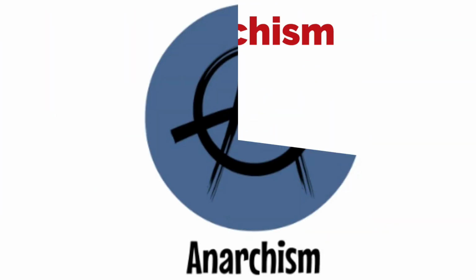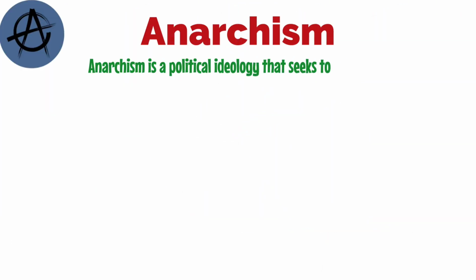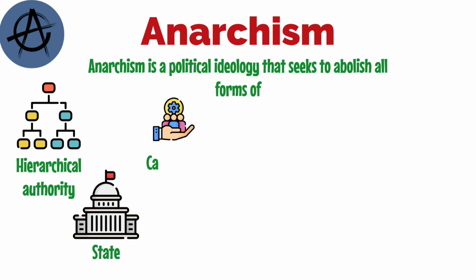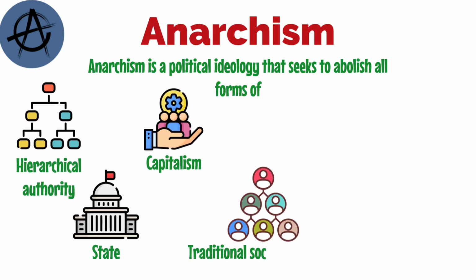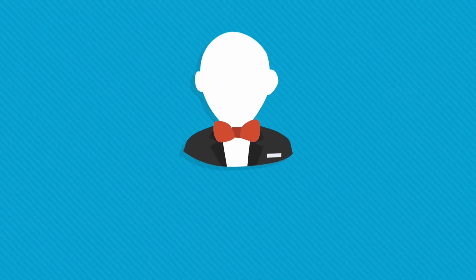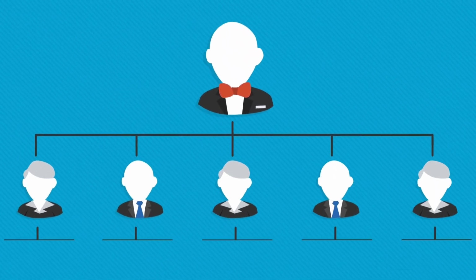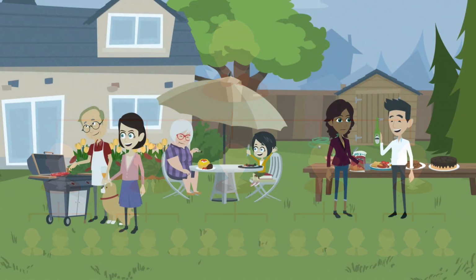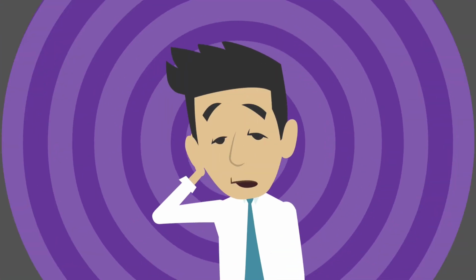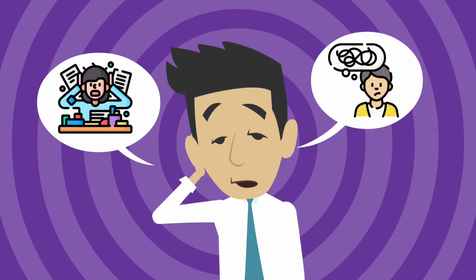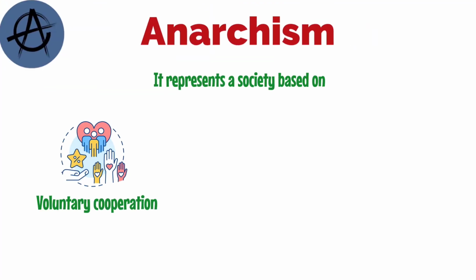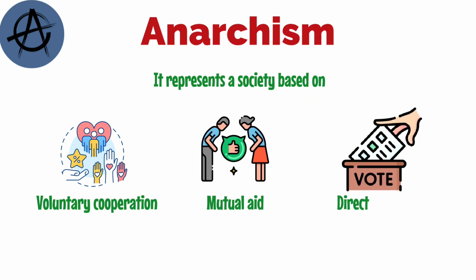Anarchism. Anarchism is a political ideology that seeks to abolish all forms of hierarchical authority, including the state, capitalism, and even traditional social structures like family and religion. Anarchists believe that people are capable of organizing themselves without coercive institutions, and that true freedom can only be achieved in a stateless society. The word anarchy often brings to mind chaos and disorder, but for anarchists, it represents a society based on voluntary cooperation, mutual aid, and direct democracy.